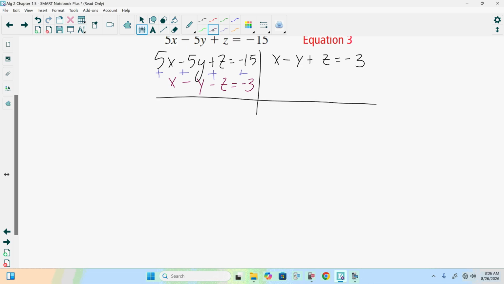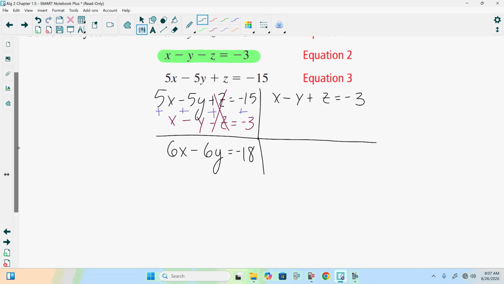5x plus x, 5 plus 1 is going to be 6x. Negative 5y minus y. Negative 5 plus negative 1. So it would turn into a positive if we were subtracting a negative. Negative 6y. Z plus negative z, 1 plus negative 1 would be 0 like we wanted. Negative 15 plus negative 3. Negative 18. All right.